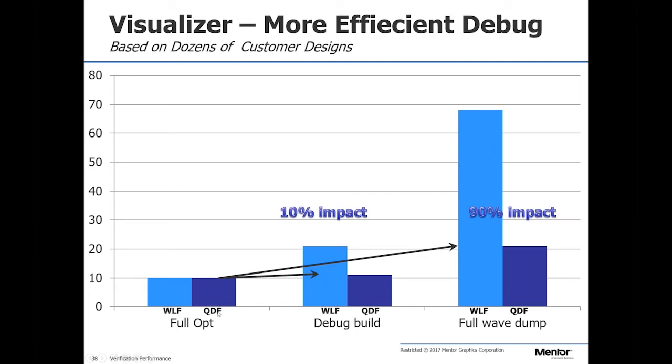With the new Visualizer database, setting the -debug switch that says I'm going to be debugging this has virtually no effect. So I go from 10 minutes to maybe 11 minutes. And then if I say, okay, I want to collect every signal in the design, it'll go from 11 minutes to maybe 20 minutes. So you'll see the comparison there is that we're about 3 times faster, 3.5 times faster, doing a full signal debug versus the Questa debug.